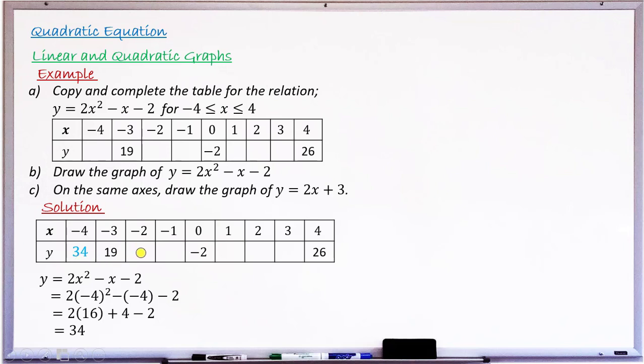This y is blank also. I'm now substituting x by minus 2, the same I did here. So let me just do it. I will now replace the x by minus 2 in here, or here, whichever one.